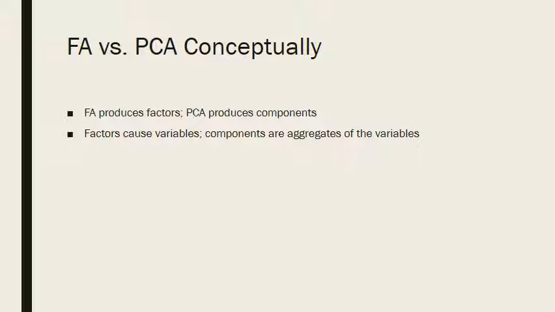Factors cause variables, whereas components are just aggregates of variables. So you can see the stricter language in factor analysis than in principal components analysis, which just says, we can describe the variables, we can aggregate the variables and produce these components, but we can't really say much else about it. Whereas factor analysis says, no, we think these factors behind the scenes, like intelligence, are causing IQ scores. We think religious commitment itself is causing answers to my RCI scale. And so that's the theoretical difference between the two.